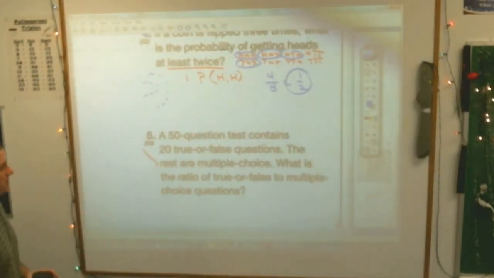A 50-question test contains 20 true or false questions. The rest are multiple choice. What's the ratio of true or false to multiple choice?